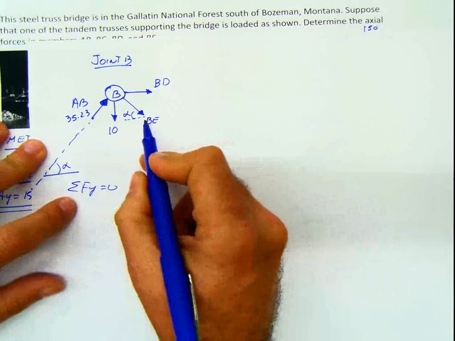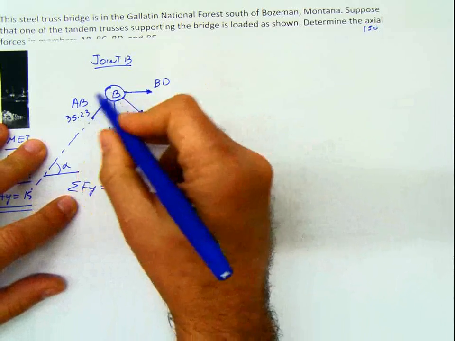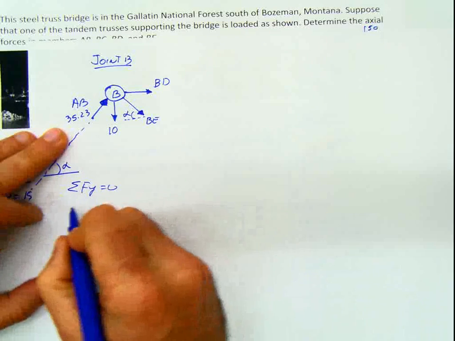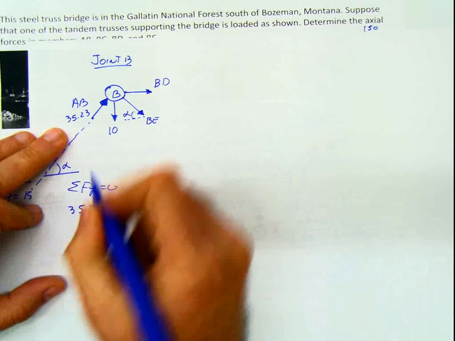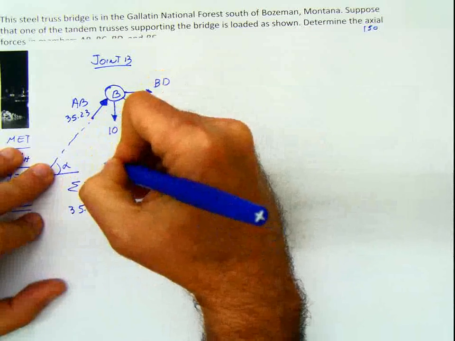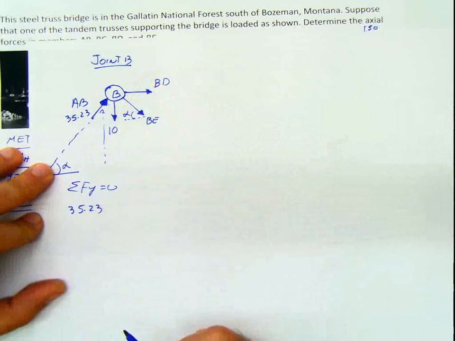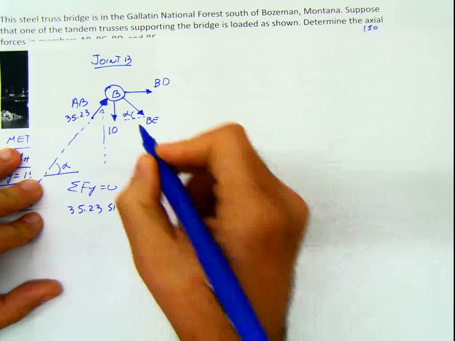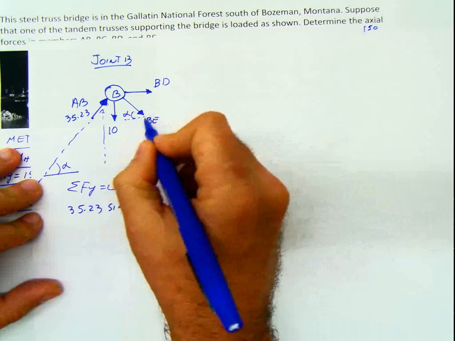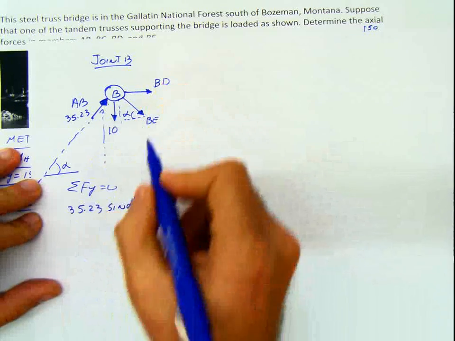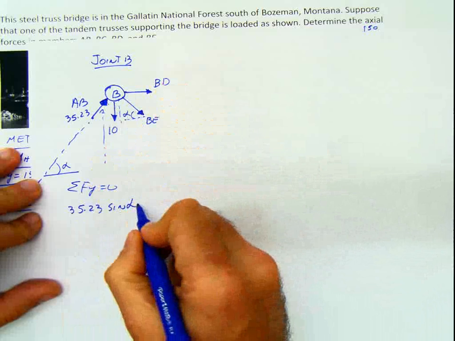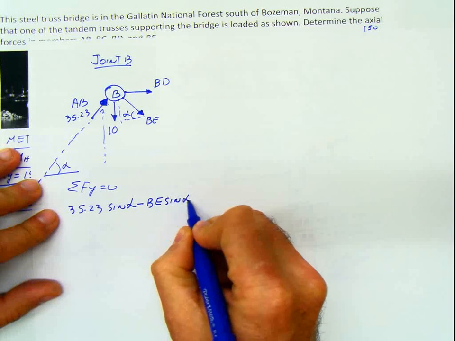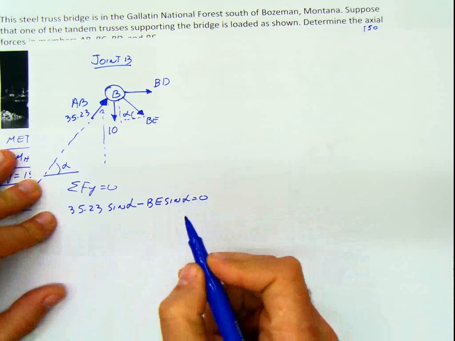And if you do summation of forces in Y equals 0, then you have this component, which is 35.23 sine of the angle, because remember, it's going to be this component, sine of alpha. And then I have the vertical component of BE, which is this side, and it's going to be BE sine of alpha also, but negative because it's pointing downwards. BE sine of alpha equals 0, and then I can calculate BE.